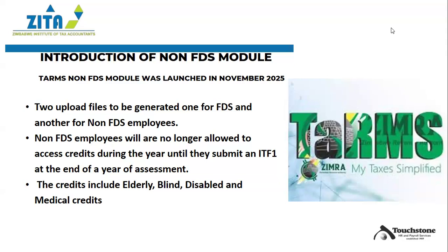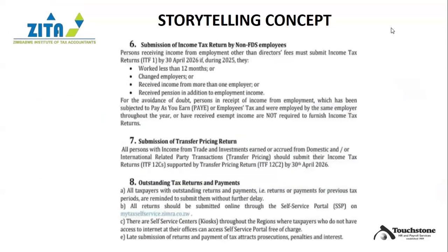Right. Now, just as you know, a public notice was issued. In fact, the first one was public notice number 20, which was issued at the end of April. I think it came into effect on the 2nd or 3rd of April, somewhere there. And it was calling up item number 6 for the submission of income tax returns by non-FDS employees. And it gave us a list of who the non-FDS employees are.